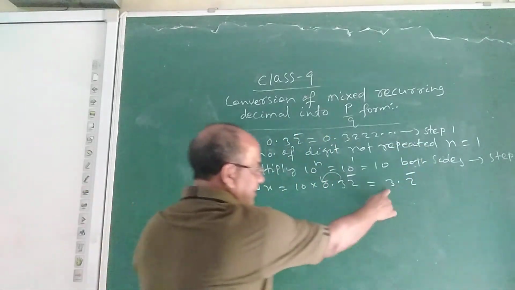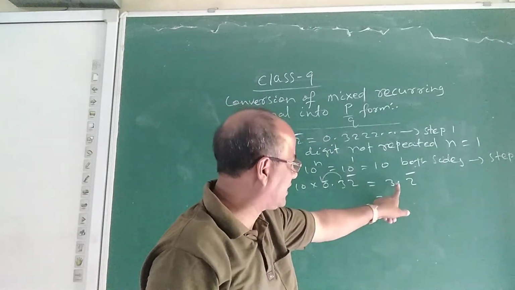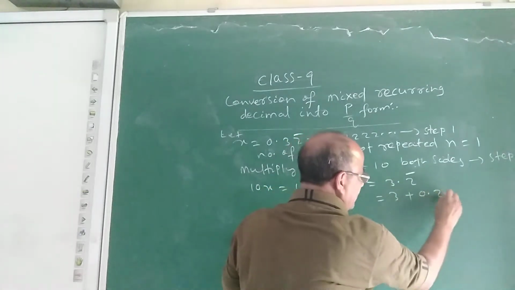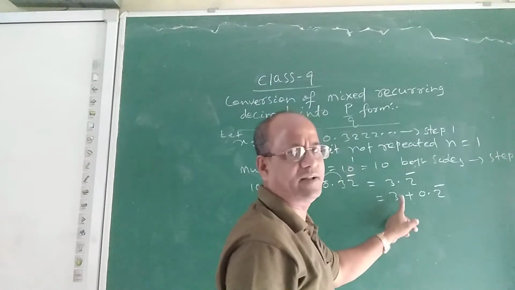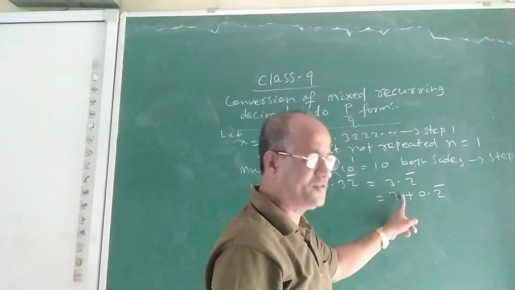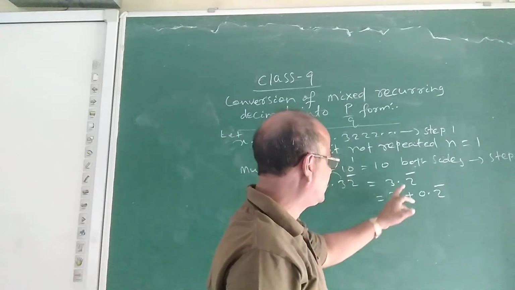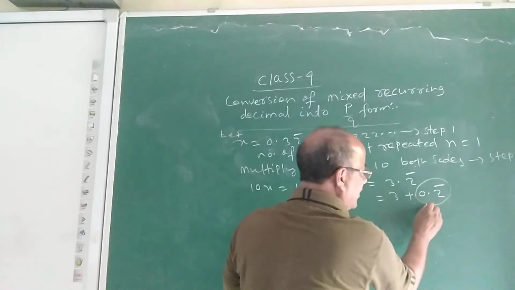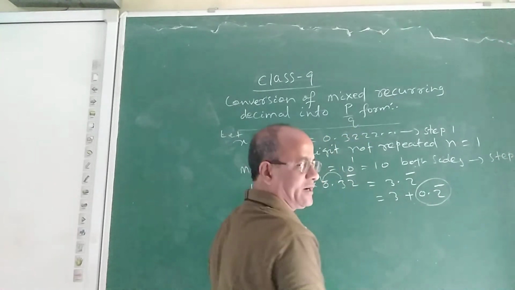Now in what other way can we write 3.2 bar? We can write it as 3 plus 0.2 bar. You see, children, 3 means 3.0, so 3.0 plus 0.2 bar will be equal to 3.2 bar. Now this has become a pure recurring decimal, 0.2 bar.